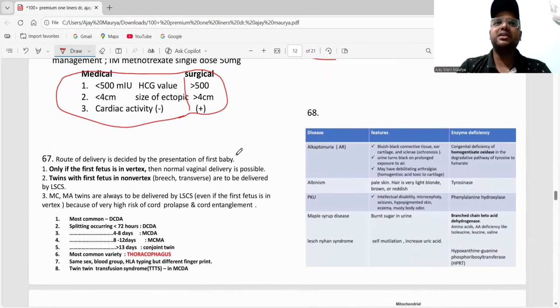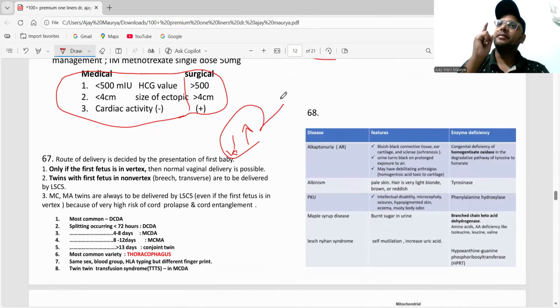See here, in a twin pregnancy, if the first baby is vertex, and the other baby is breech or transverse, then you have to go with the NVD. The delivery depends on the presentation of the first baby. If the first baby is vertex, then only you have to go with the NVD.